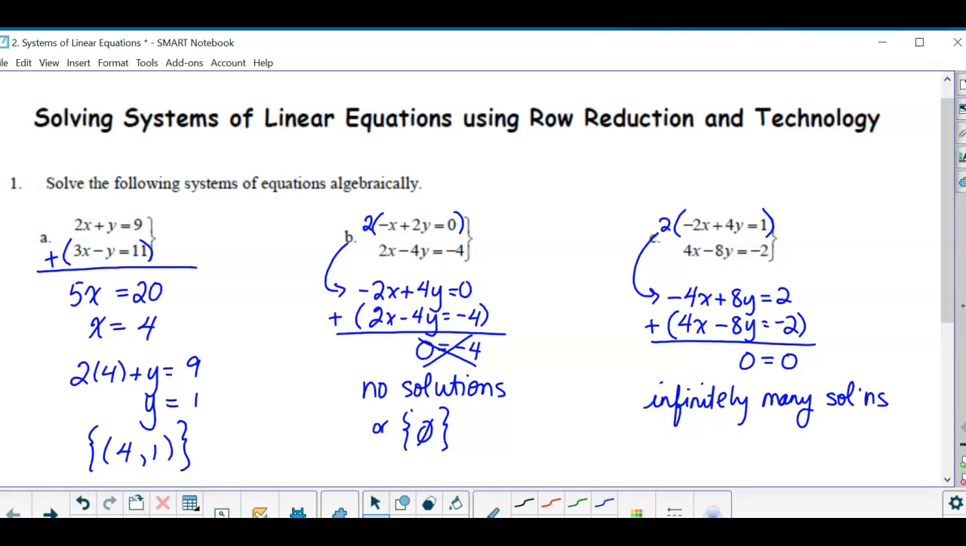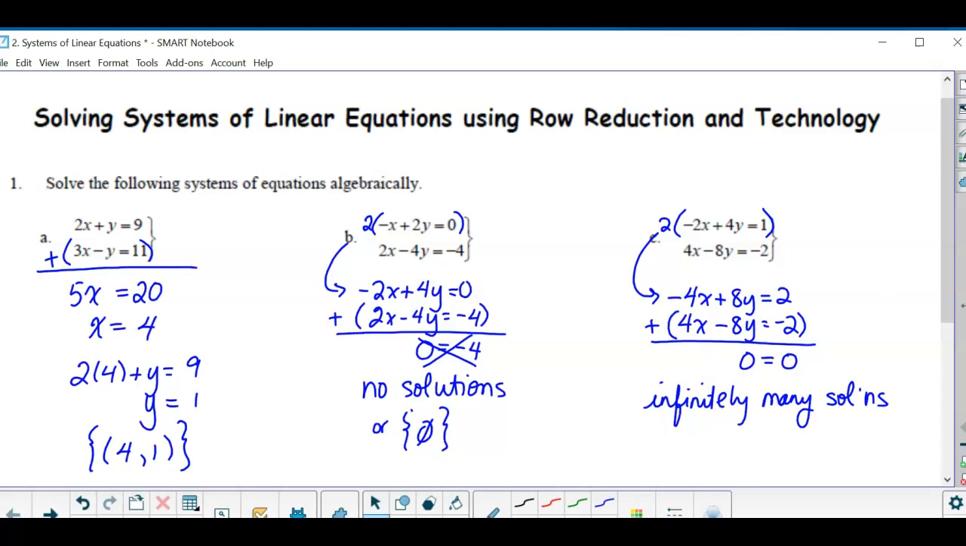Second one, when you use elimination, you get 0 equals -4, which obviously it doesn't. So that's no solutions. You can write out no solutions or put the null set, which means the set of no solutions.